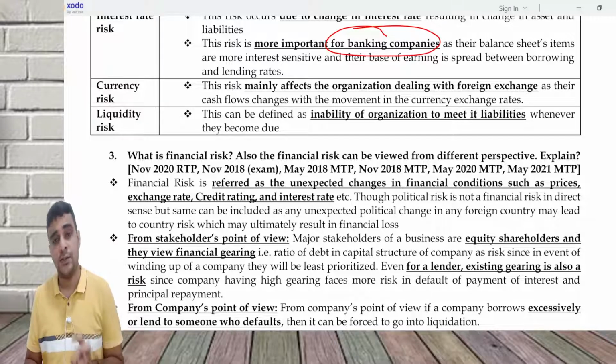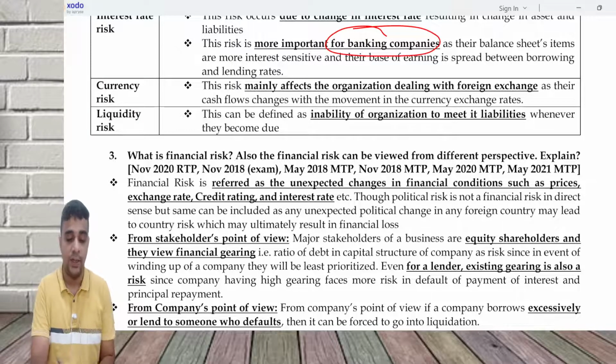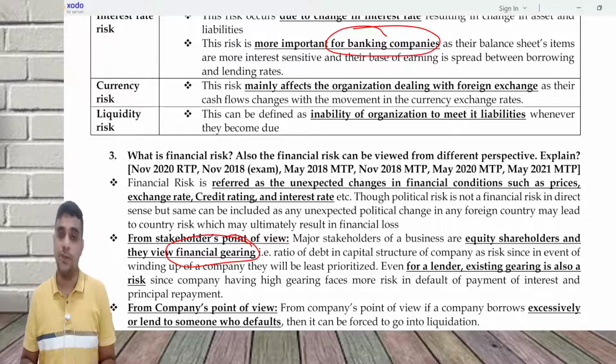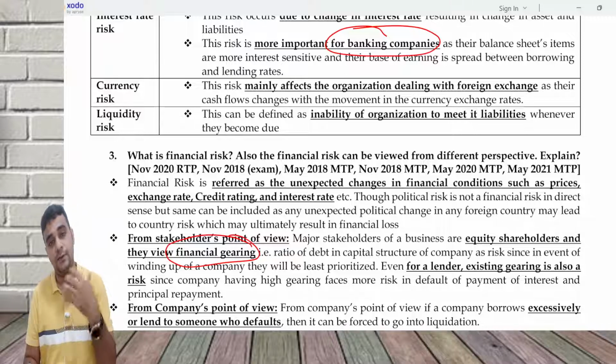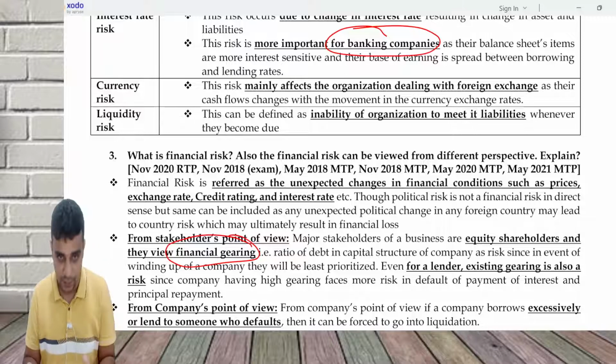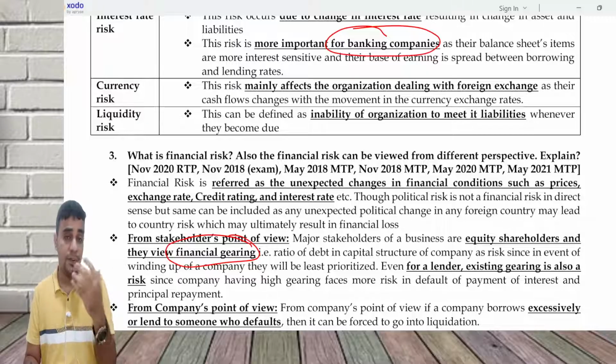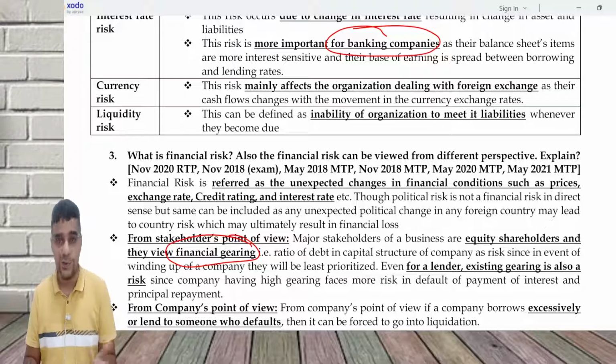An equity investor is going to look at financial gearing or the debt equity ratio to check how risky his investment is, because if gearing increases, it is riskier for an equity shareholder. And from a lender's point of view, the lender, who is lending money, is also going to look at this gearing ratio, because if gearing increases, it can lead to problems.